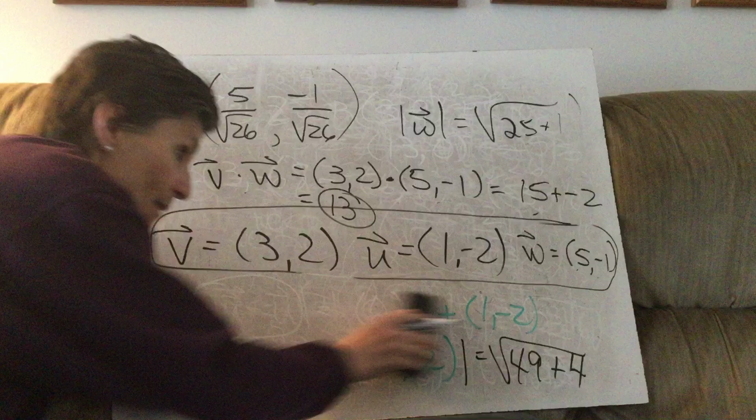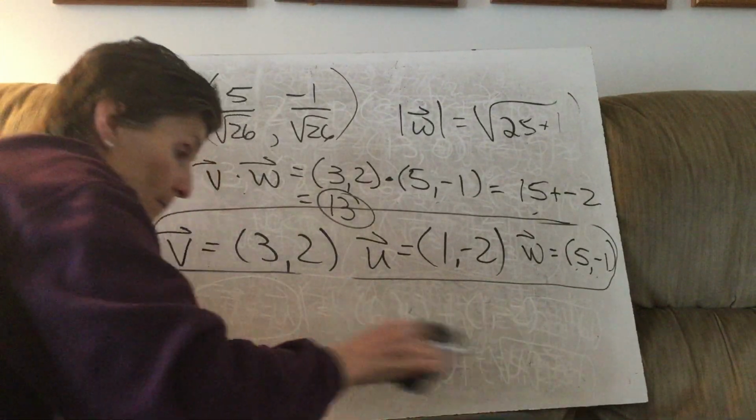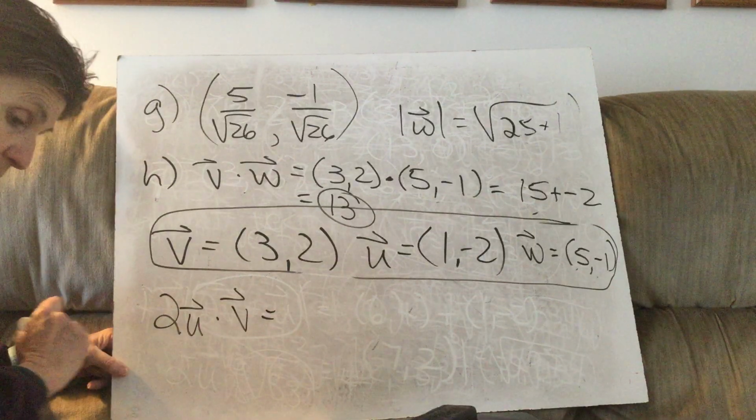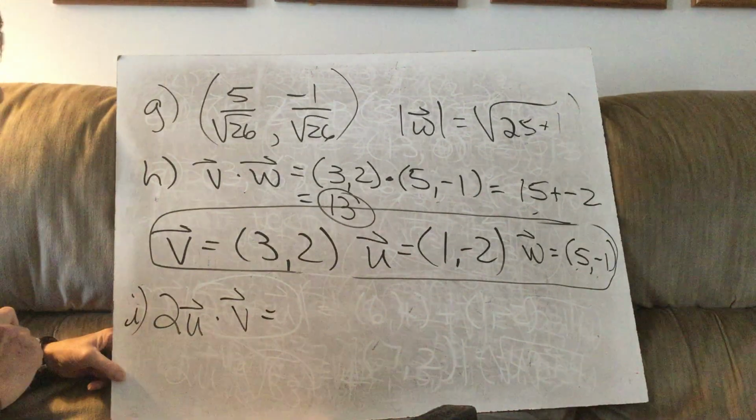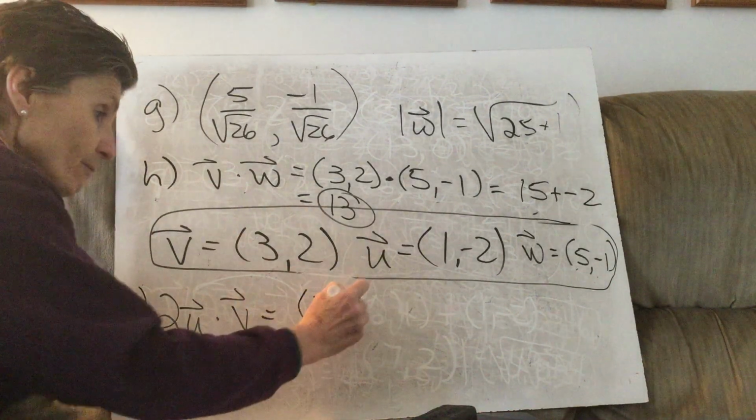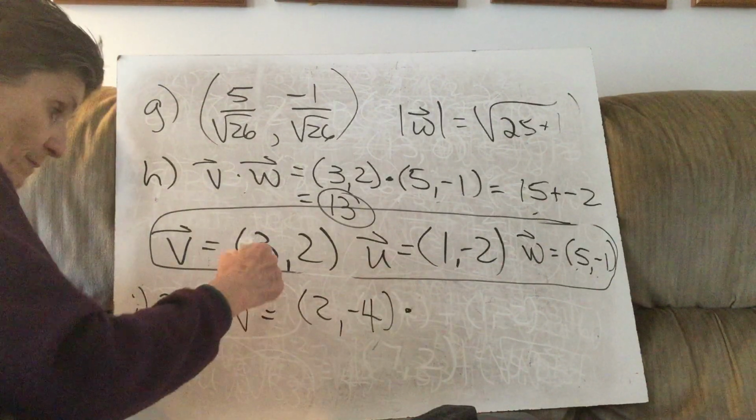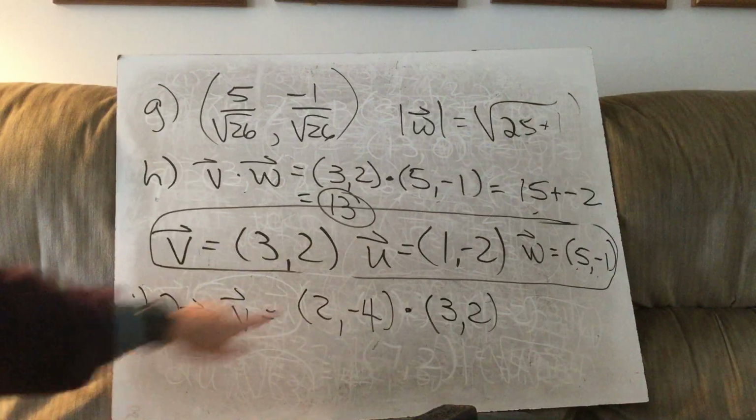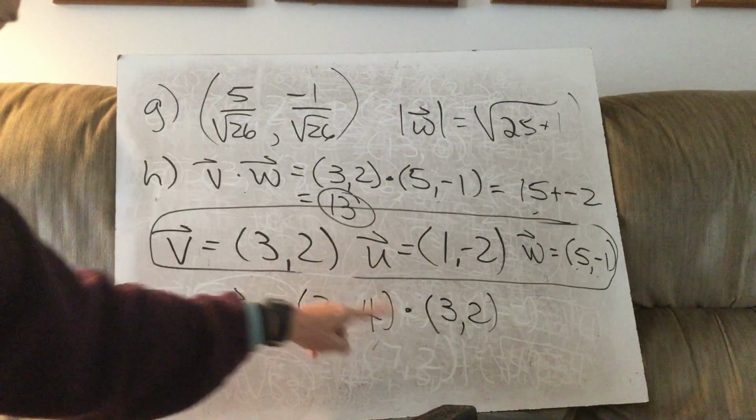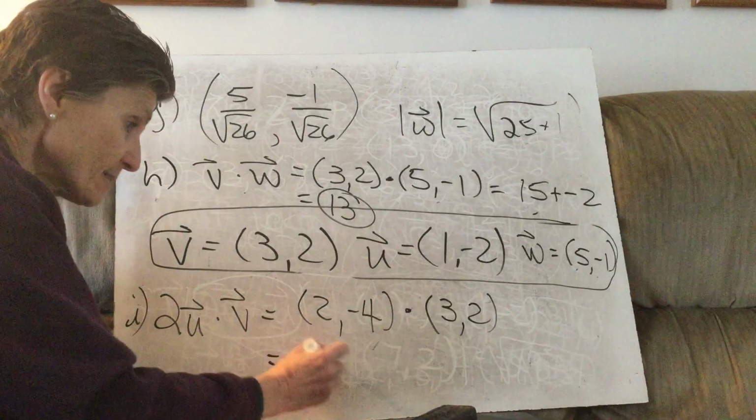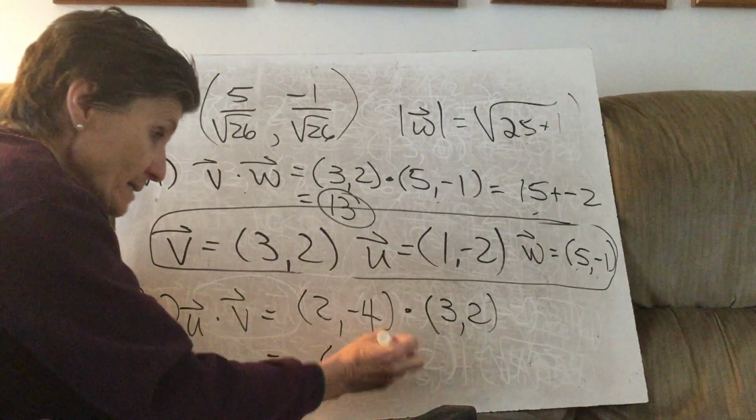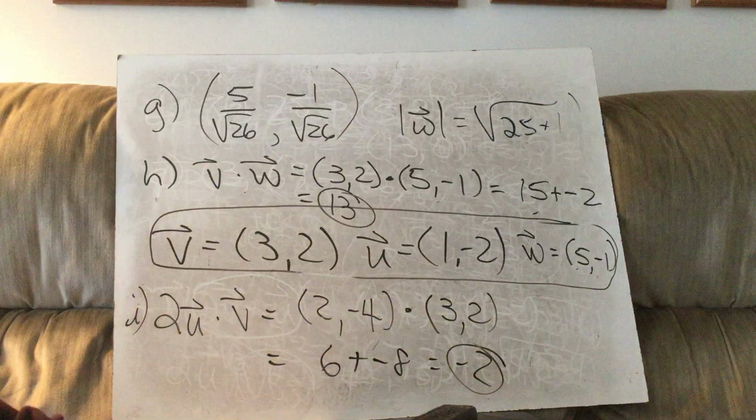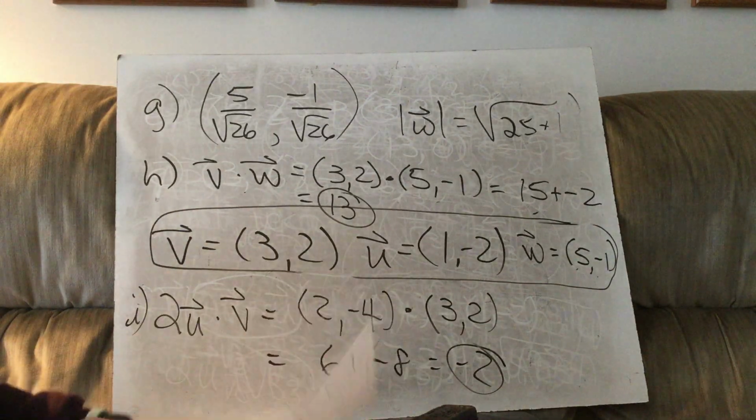So the last one on that front page is the same thing, only it's 2U dot V. This is I. So 2U would be 2, -4, and then dotted with V, which is 3, 2. So 2 U's dotted with V. So X times X, Y times Y, add them up. So the answer to that problem is -2.